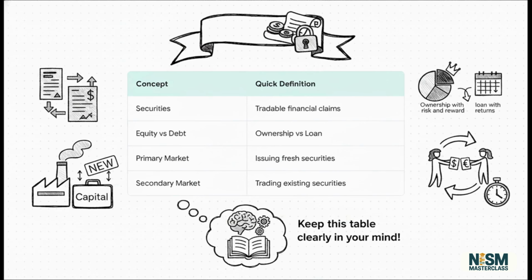Wow, we have covered an immense amount of ground today. Let's lock in the absolute core takeaways so you are fully prepared for your exam. Securities are tradable financial claims. The eternal debate: equity means ownership with both risk and reward, while debt is simply a loan with predetermined returns. The primary market is your factory. It issues fresh securities to raise capital. And the secondary market is your exchange platform. It provides liquidity by letting you trade those already existing securities. Keep this table clearly pictured in your mind and you'll do great.